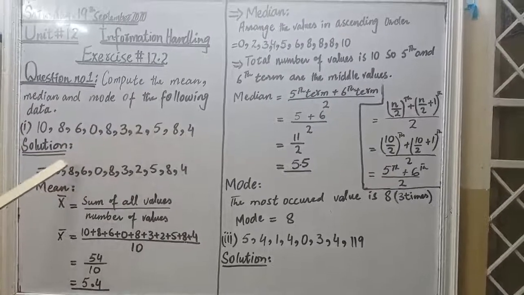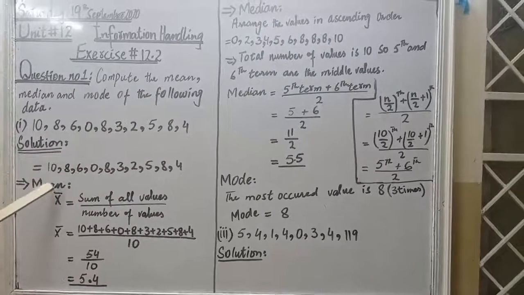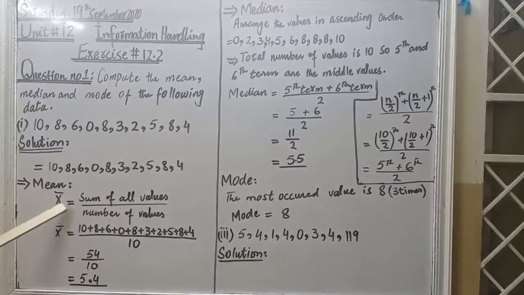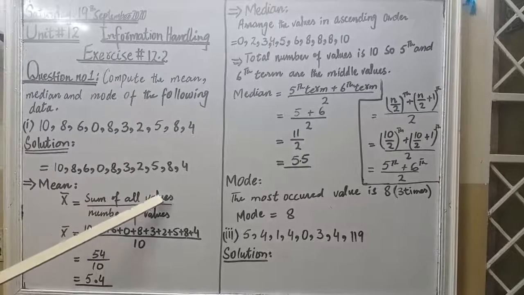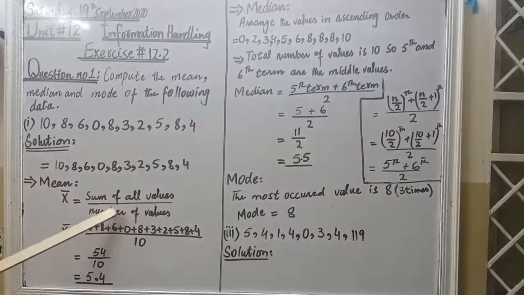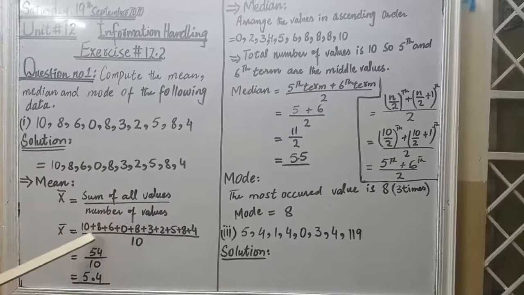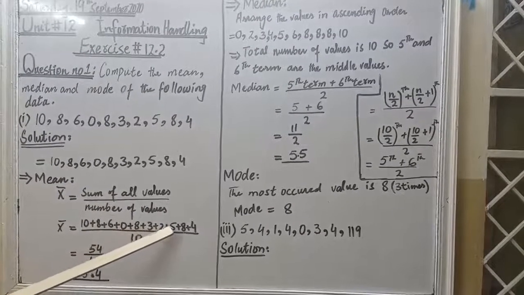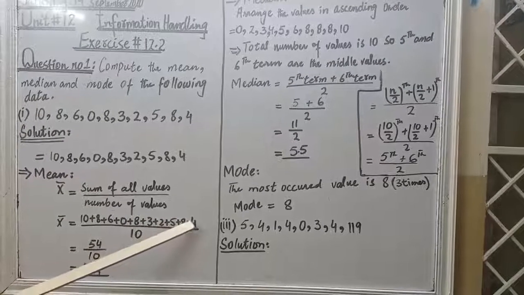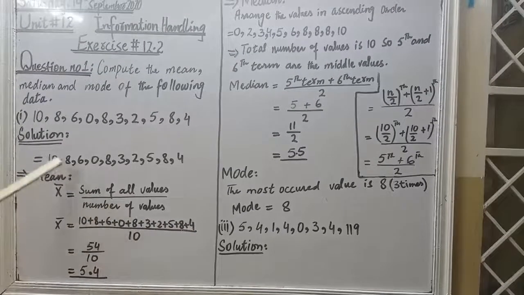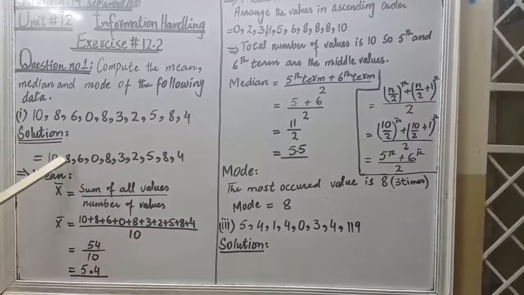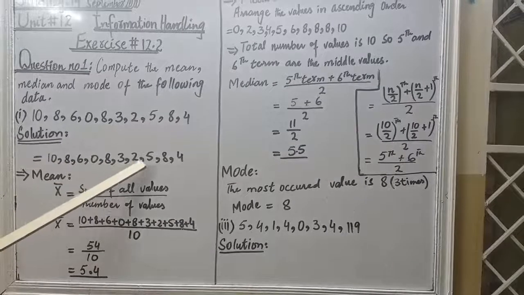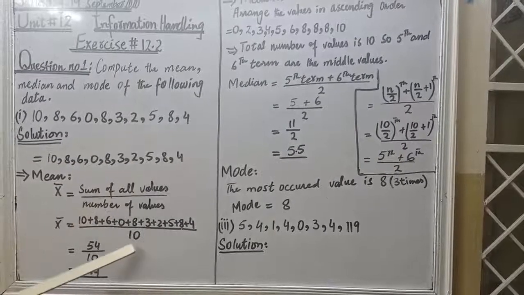Now the solution is, by using the formula we find the mean. Mean is equal to the sum of all values divided by the number of values. So here we sum all values: 10 plus 8 plus 6 plus 0 plus 8 plus 3 plus 2 plus 5 plus 8 plus 4, divided by the number of values. We count the values: 1, 2, 3, 4, 5, 6, 7, 8, 9, 10. The number of values is 10.